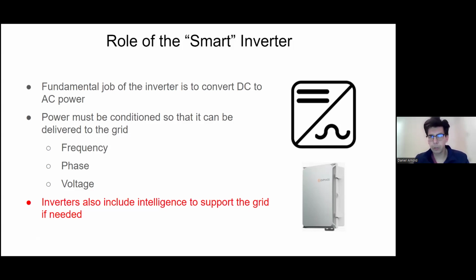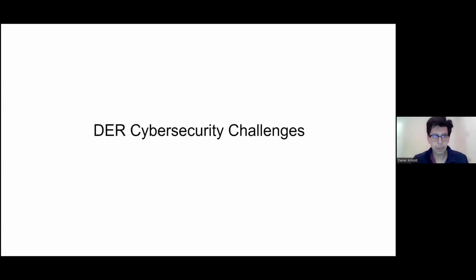We have to ensure that the sinusoids we're creating in the conversion process are of the proper phase. The phase difference essentially controls a lot of the power transfer between devices in the AC power grid. And we have to match the voltage as well. However, in addition to these fundamental behaviors that the inverter has to perform, there is also intelligence in these devices to support the power system under times of stress. So it's with this in mind that I'm going to talk about some of the DER cybersecurity challenges.